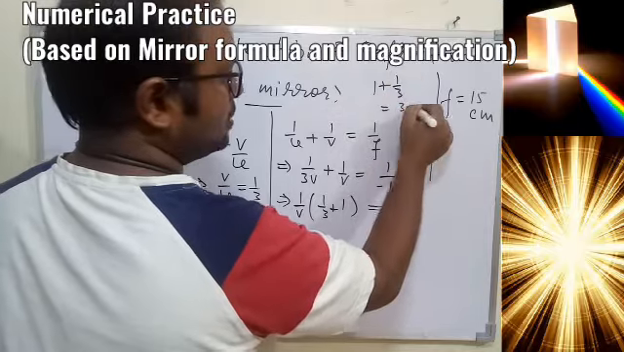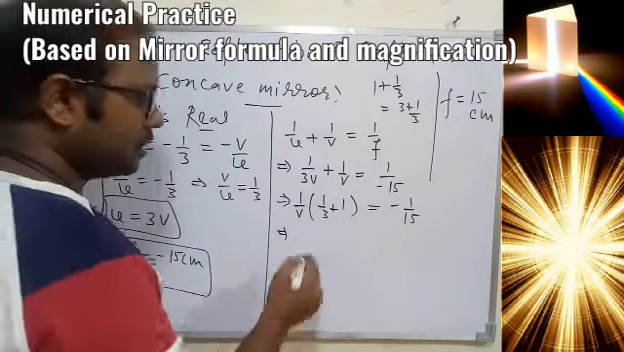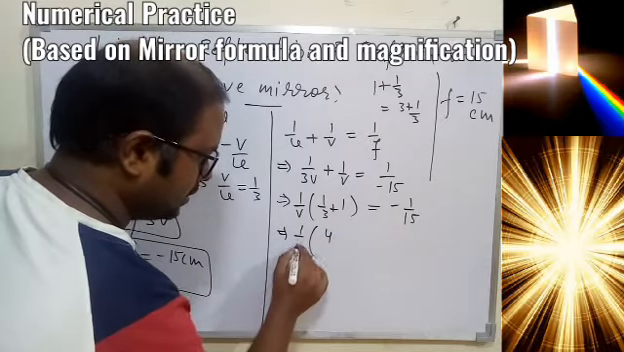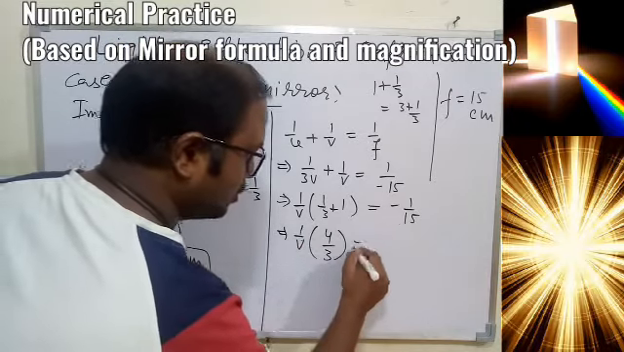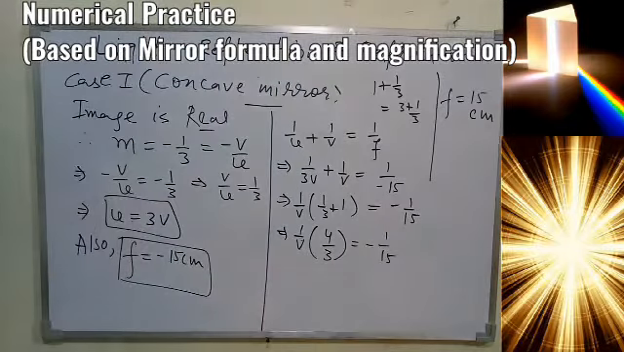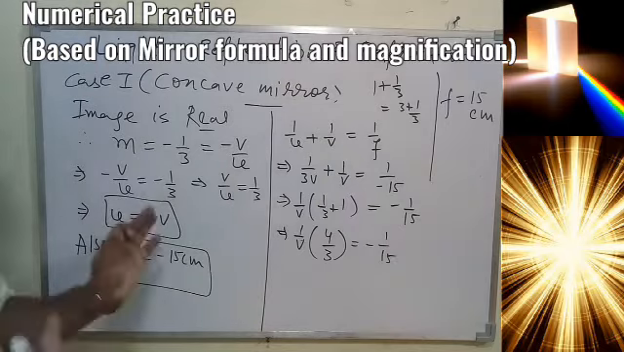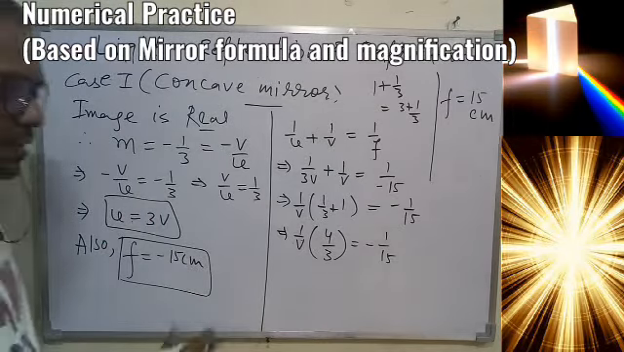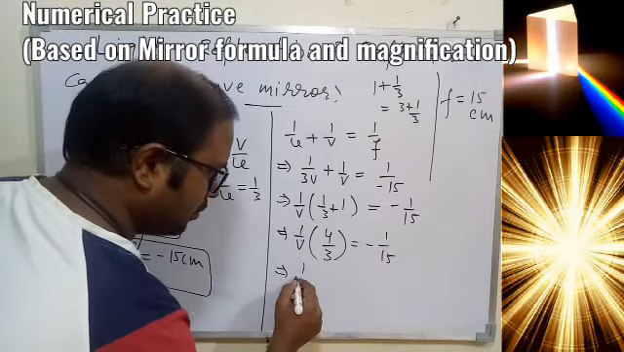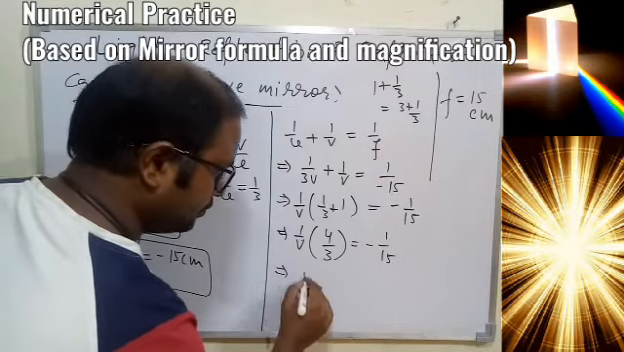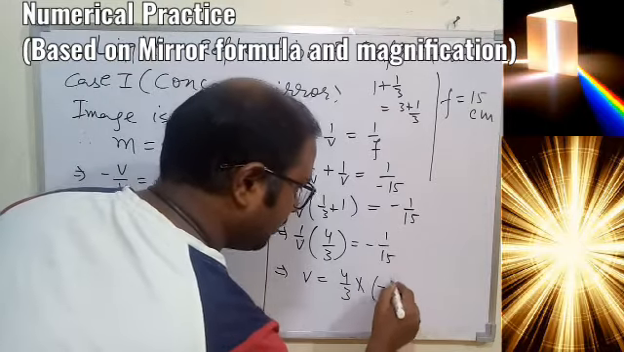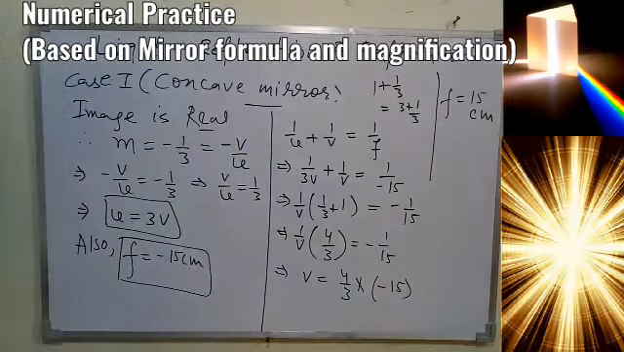So if you are solving it, 1 plus 1 by 3 will be 3 plus 1 upon 3, that is 4 upon 3. So this will become 4 upon 3 is equal to minus 1 upon 15. Don't be in a hurry in the paper or while doing the numerical, just relax yourself. So we can say here v is equal to 4 upon 3 multiplied by minus 15.